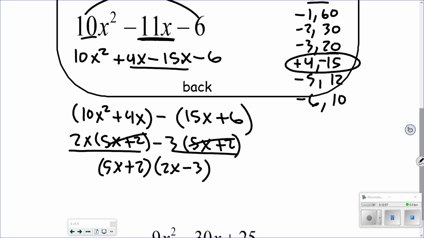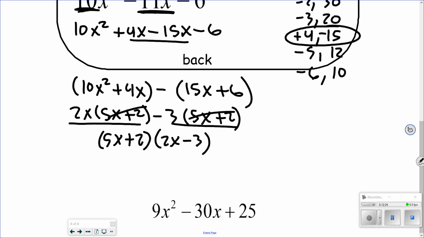So more work, right? If you've got that number out in front, that leading coefficient other than 1, you've got to do a little more work. Times the first and the last. Find your list of factors. Add up to be the middle one. And then change it to a grouping problem. From there, you're grouping.